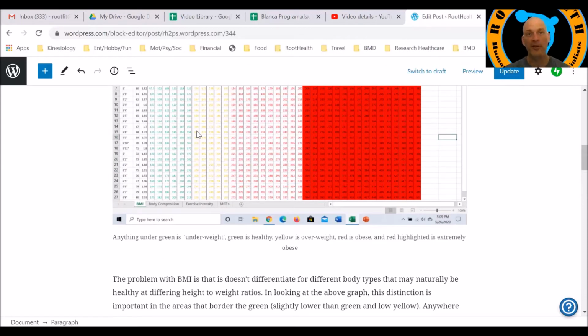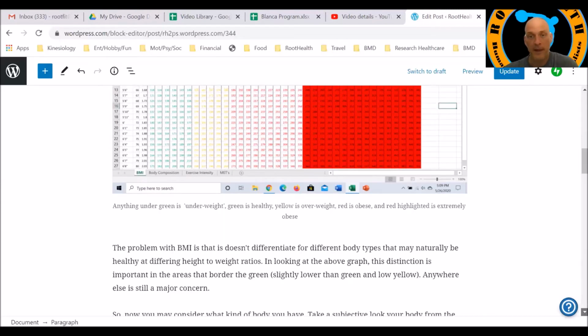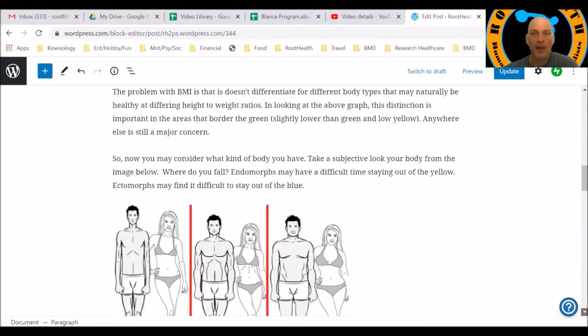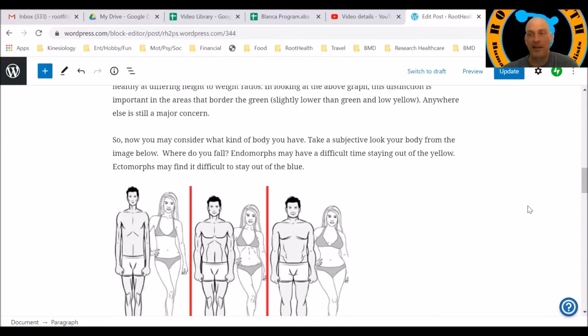there are some people with body types that can start inching into that yellow area. Or, not depicted in the graph, there's another area of underweight people who might be depicted as being underweight when really their body type is naturally healthier in those areas bordering the green. However, anywhere else is still a major concern.